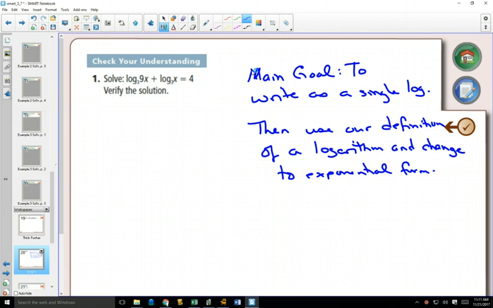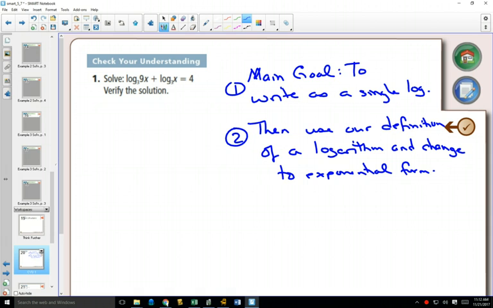So we have sort of two main things. We've got our main goal. The main goal is to write it as a single logarithm. The reason we want to write it as a single logarithm is because then we can apply our definition of what a logarithm is and change it to exponential form. And you've solved some simple log equations already that were already single logarithms. So in this example, we're trying to solve this. We've got log 3 of 9x plus log 3 of x equals 4.